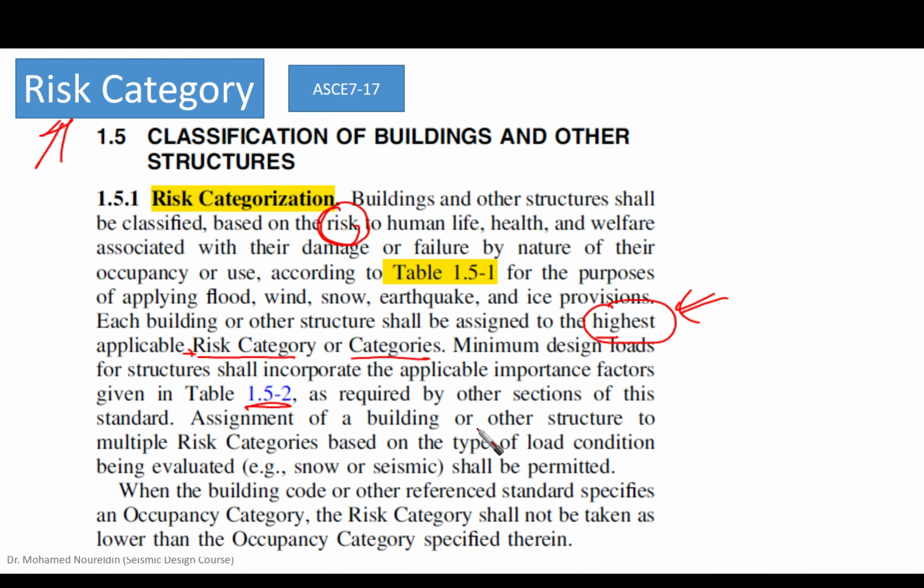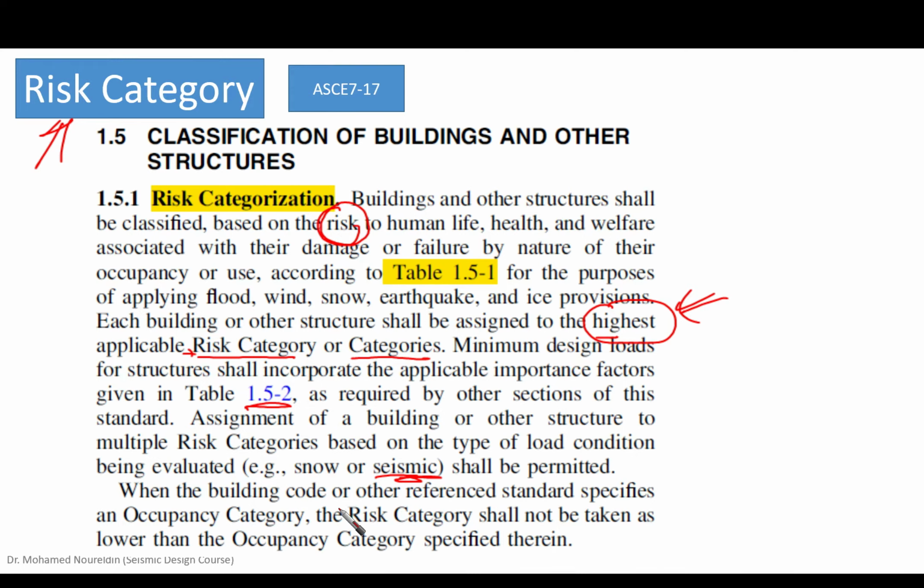Assignment of a building or other structure to multiple risk categories based on the type of load condition being evaluated. Okay, so we are talking about seismic in our case. "Shall be permitted" means that we are talking about seismic, not snow, ice, wind or flood.